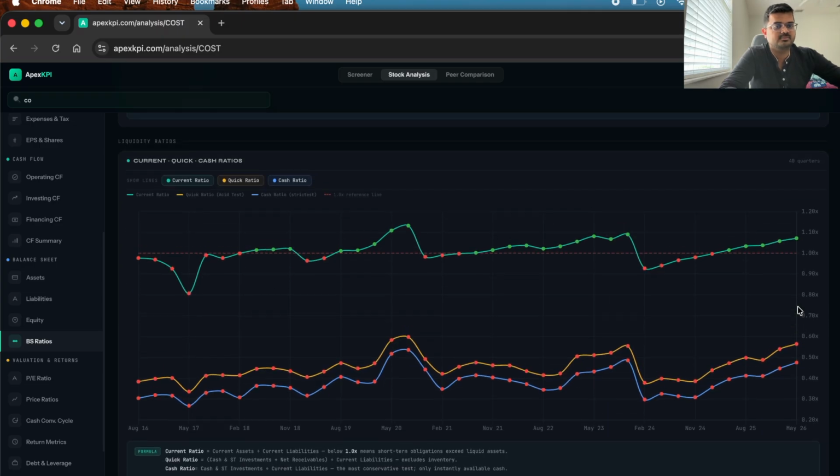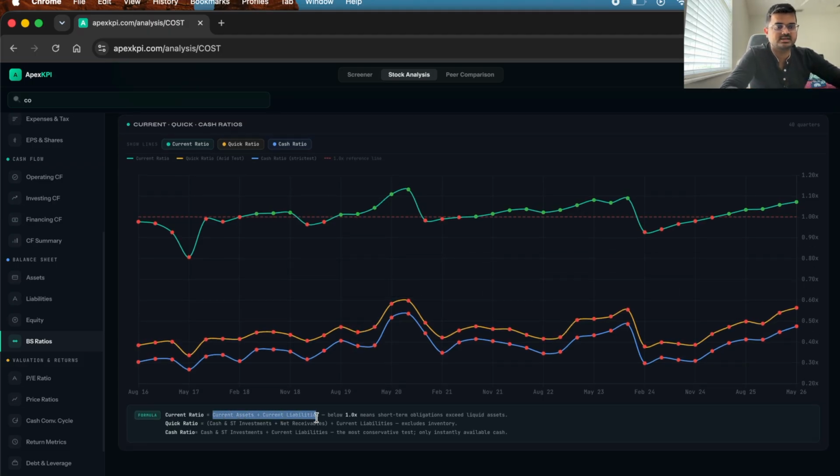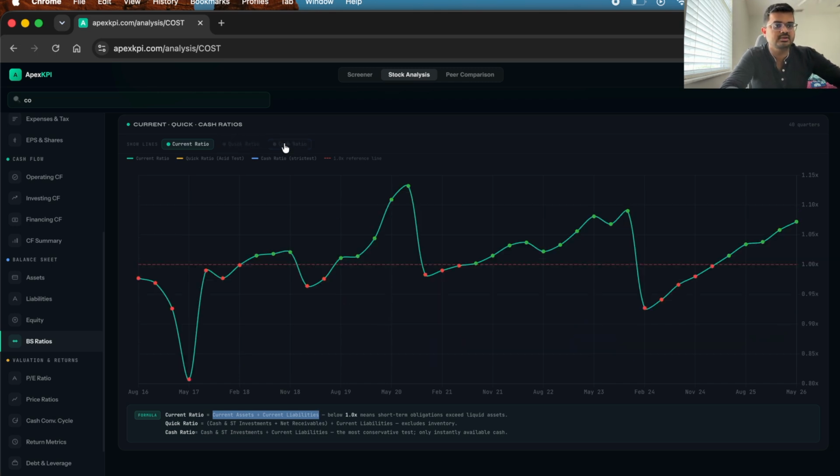Then the third one is quick ratio and current ratio. These are the two pieces of information which we'd also like to get. Current ratio is nothing but the current asset divided by current liability. Always prefer to have this number greater than 1. If we look at it historically, sometimes it is less than 1, but predominantly in the most recent 4 or 5 quarters, the number is greater than 1.